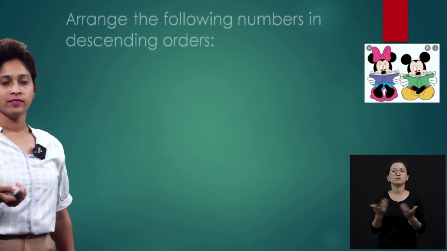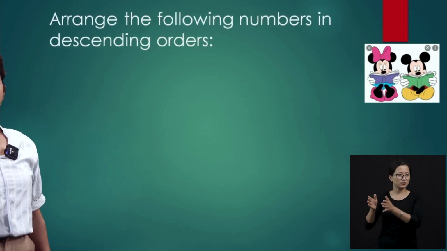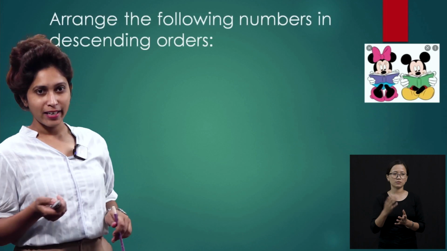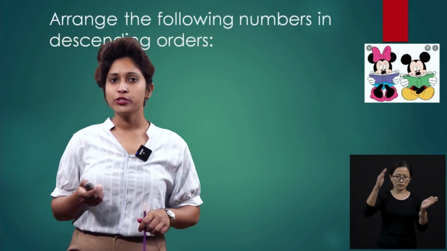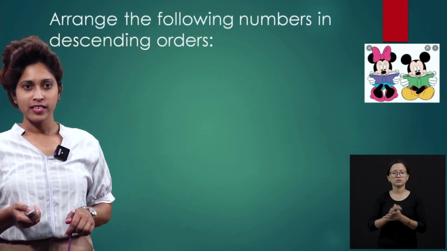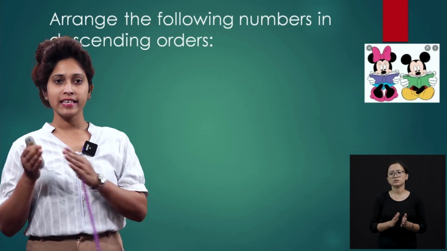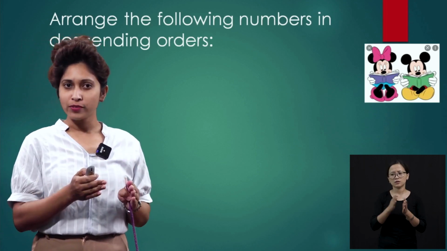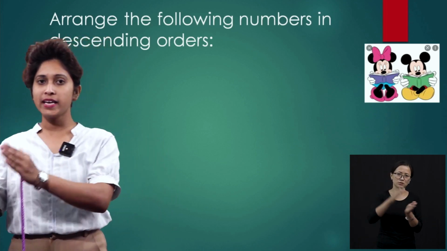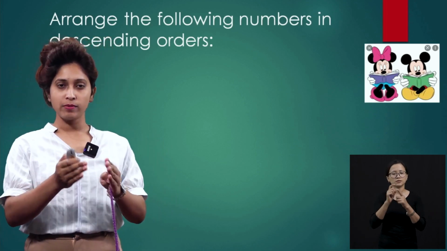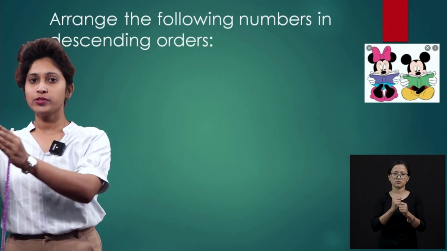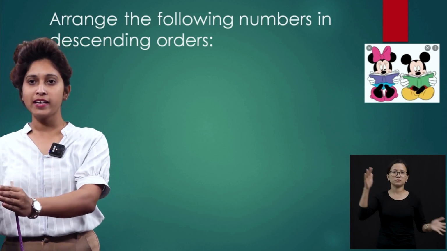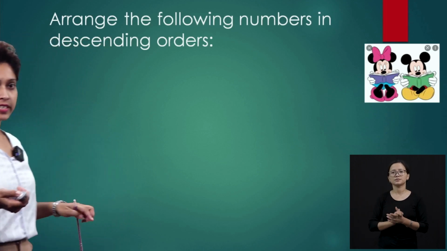Okay. Next, arrange the following numbers in descending order, right? So what do you mean by descending order? Just opposite to the ascending order. In ascending order, it is the arrangement of numbers from the smallest to the biggest, right? So in descending, it will be from the biggest number to the smallest number, right?